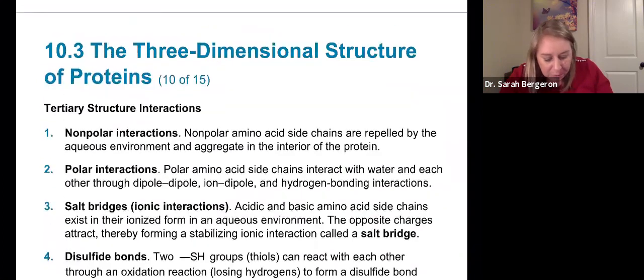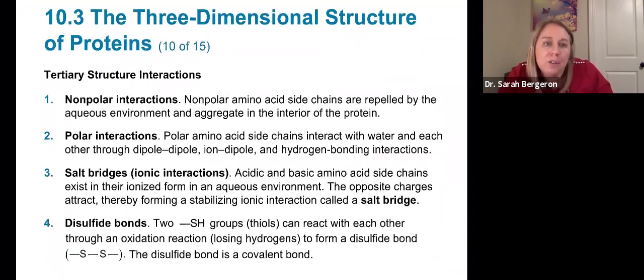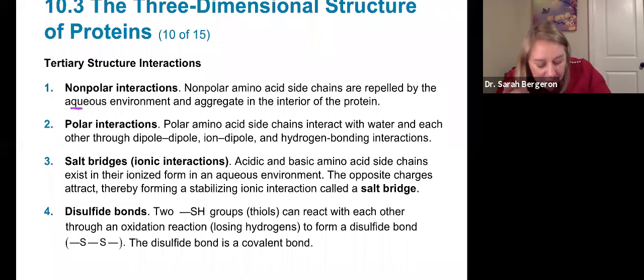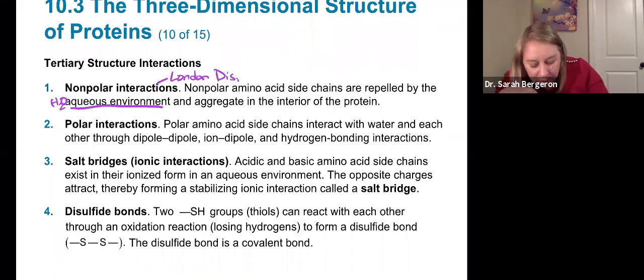Okay, so tertiary, what kind of tertiary structures can you have? Nonpolar interactions. That's what we showed. A nonpolar wants to hang out with a nonpolar because they're repelled by the aqueous environment. And remember, aqueous environment is just saying water, so that they can be on the inside of the molecule. So nonpolar interactions are London dispersion forces, right? Because that's all nonpolar molecules can do.